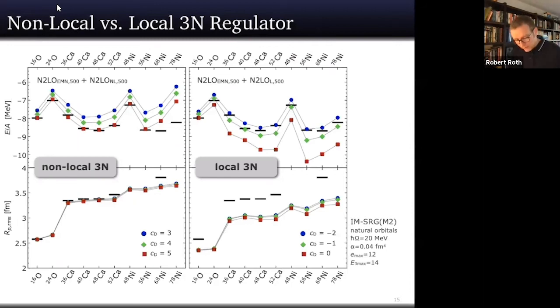It doesn't work for the energies. So you have oxygen-16, right? Oxygen-24 is kind of okay, but then you see again the old overbinding that we've discussed before. And the radii are too small all the way. So the 3-nucleon regulator has a big impact, and that's kind of surprising. And this we still need to understand. So that's an open issue and a topic for discussion even today.